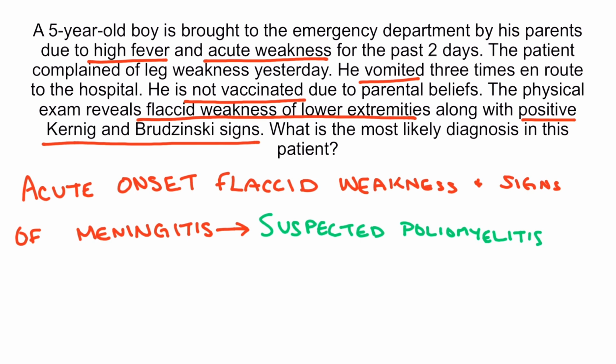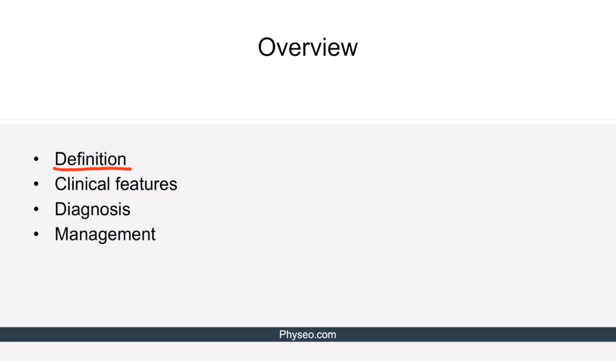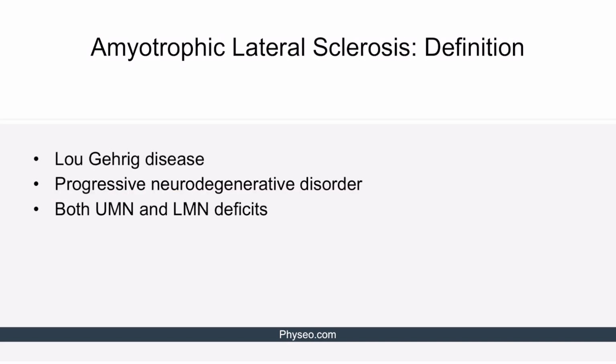Let's move on to our next topic, amyotrophic lateral sclerosis. We'll discuss definition, clinical features, diagnosis, and management of amyotrophic lateral sclerosis. Amyotrophic lateral sclerosis is also called Lou Gehrig disease. It is a progressive neurodegenerative disorder which causes both upper motor neuron and lower motor neuron deficit.